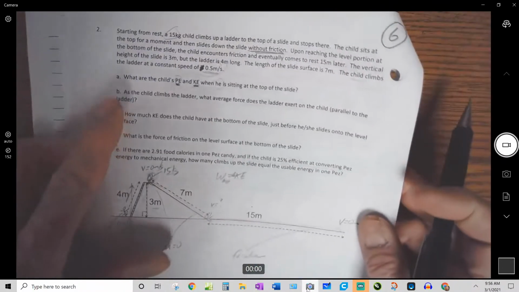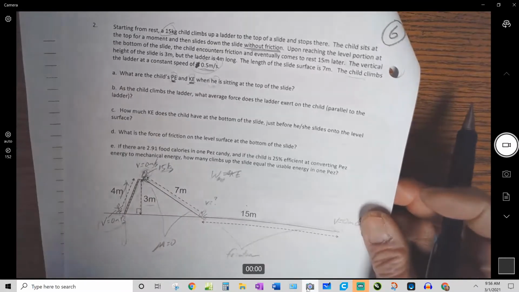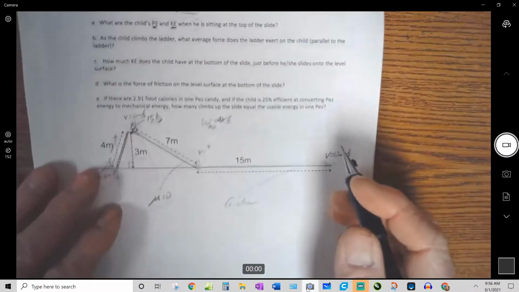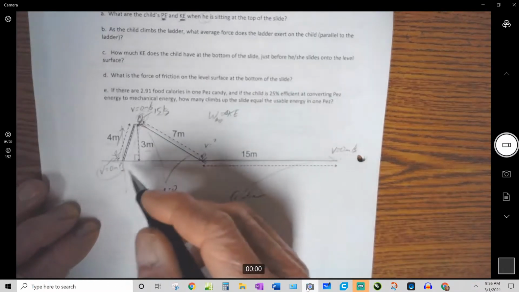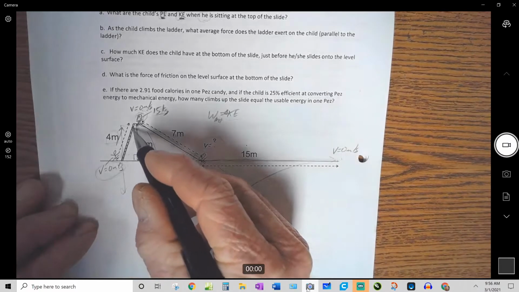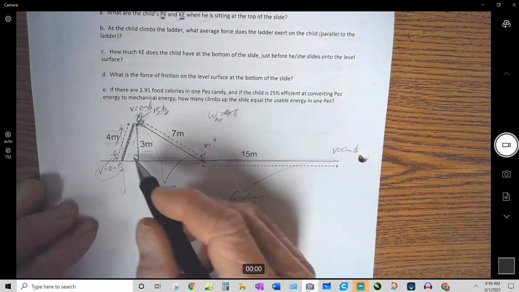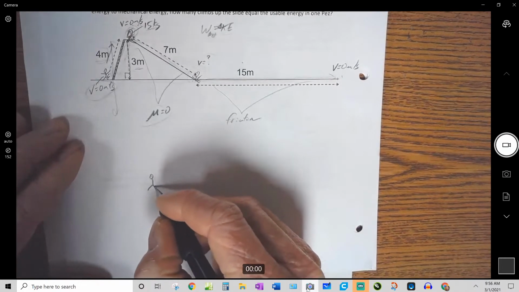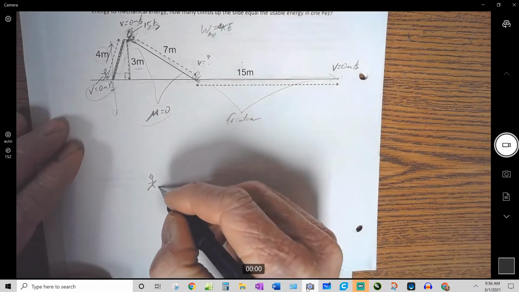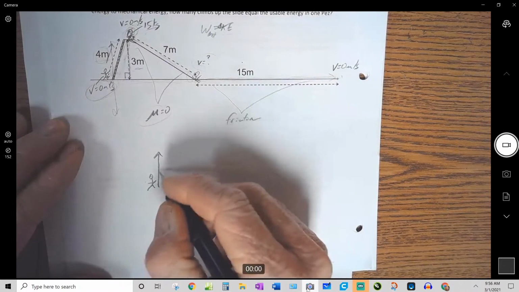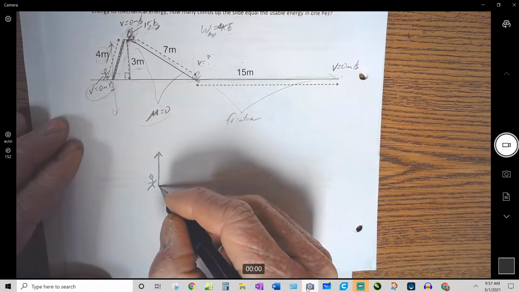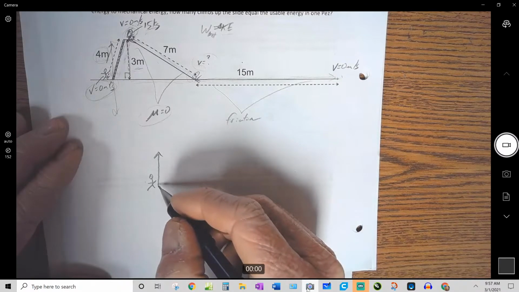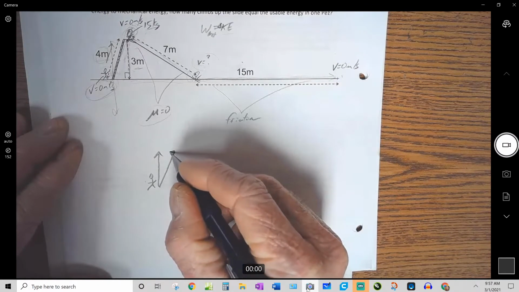Part B. As the child climbs the ladder, what average force does the ladder exert on the child parallel to the ladder? So here's a simple way to do this. It just occurred to me. Since the ratio of the ladder's length to the height is 4:3, I can draw this diagram. Here's the height of the ladder. Let me just do it.